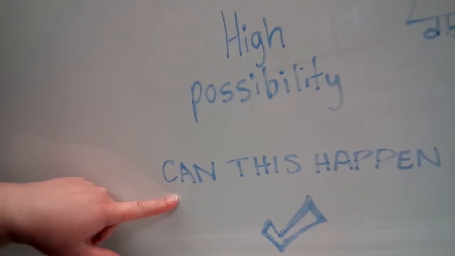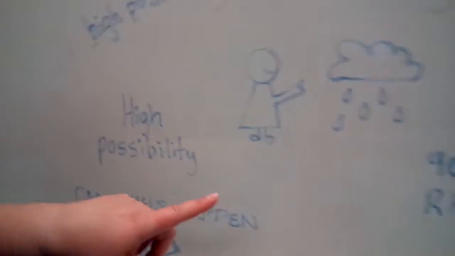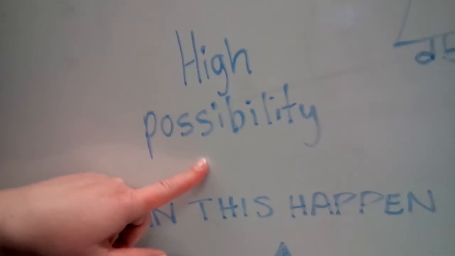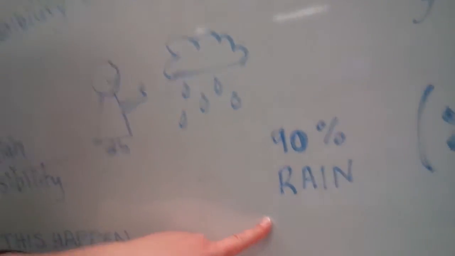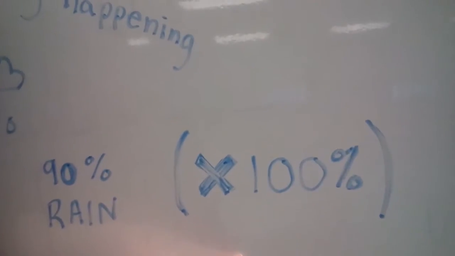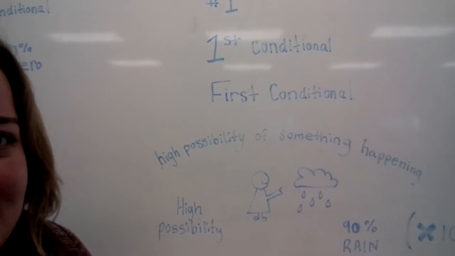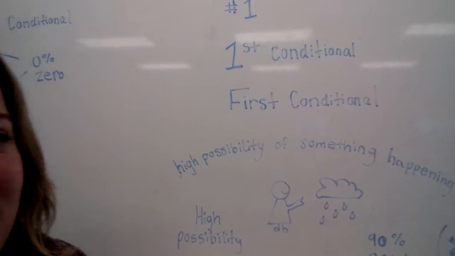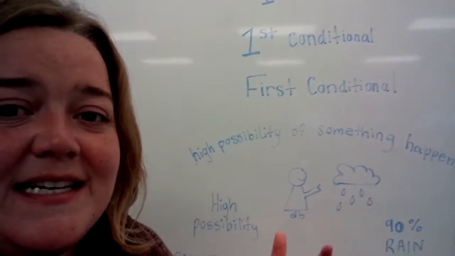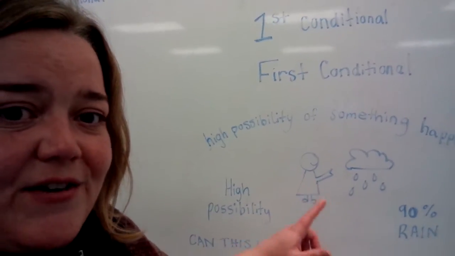So the question to ask to determine whether it is a first conditional is: can this happen? If you look outside and you see the rain clouds, can this happen? Can it rain? It has a high possibility that it will rain. So maybe 90% chance of rain, but not 100% chance, because we don't know that yet. So the reason for first conditional sentences is to speak about things that may occur, that have a high probability of happening, things that are real in our everyday lives.